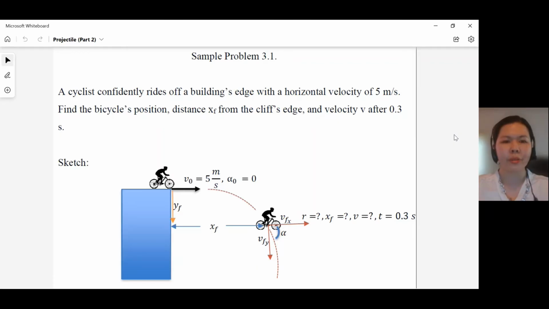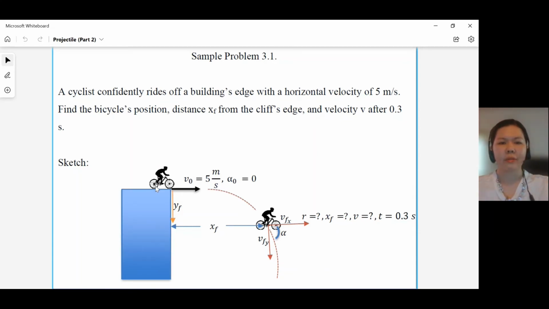So we have here the cyclist, then it rides off the edge of a building with a horizontal velocity. So V naught is horizontal along the x, or purely along the x. That's why alpha naught, or the angle, is equal to 0. And it is positive V naught because in our sign convention, to the right is positive.